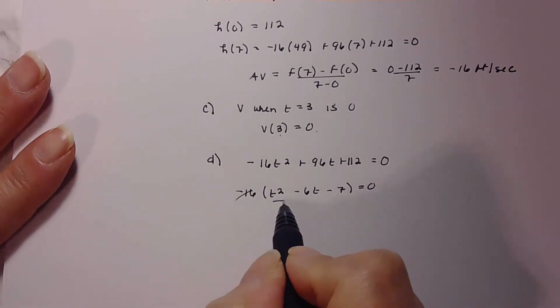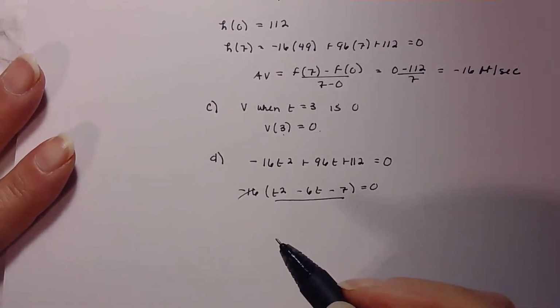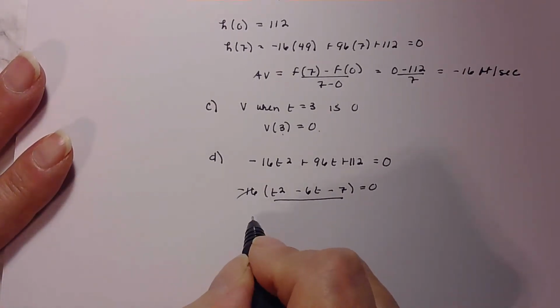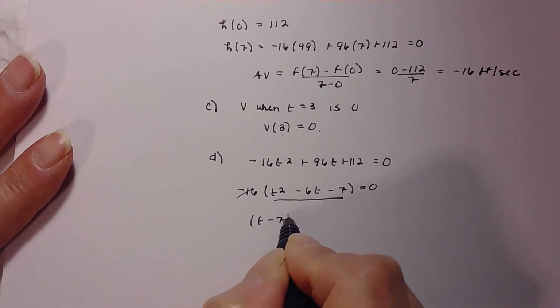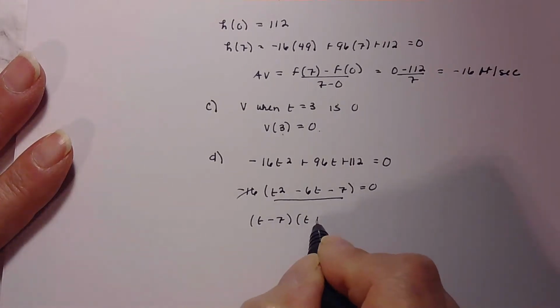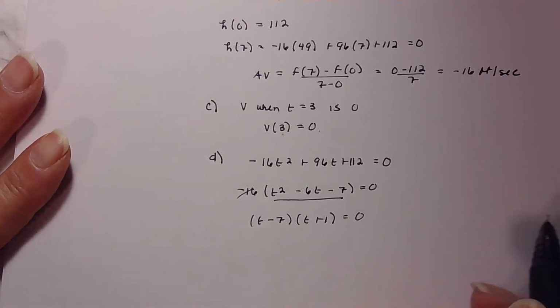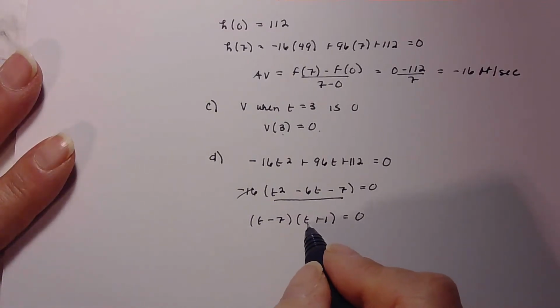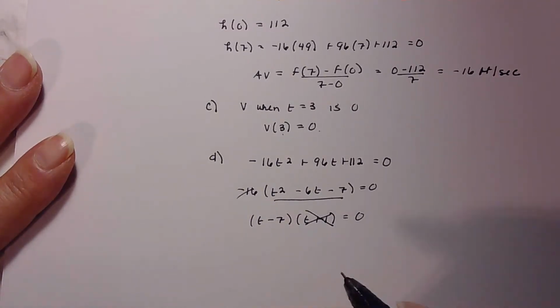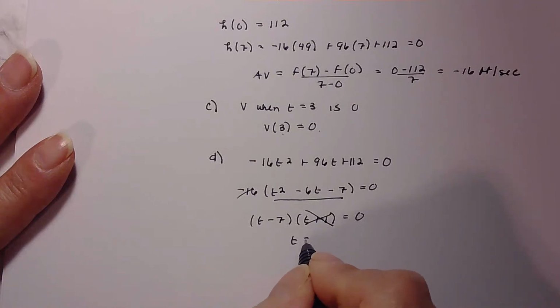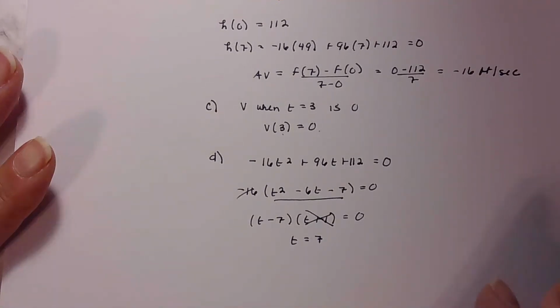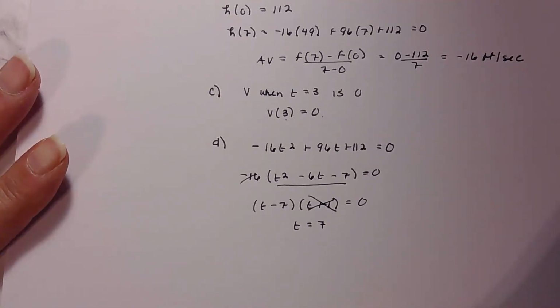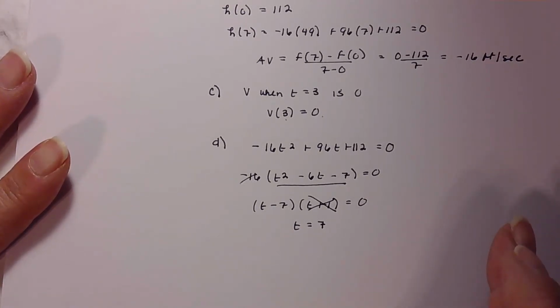So what I want to do is factor this to find time. This is going to factor down quite nicely to t minus 7 times t plus 1. If I solve this factor, I get a negative time, which we can't have, so we get that at t equals 7, the ball hits the ground. And so now I know the time that the ball hit the ground.